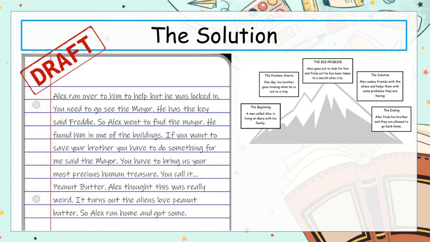Alex ran over to him to help, but he was locked in. "You need to go see the mayor. He has the key," said Freddy. So Alex went to find the mayor. He found him in one of the buildings.